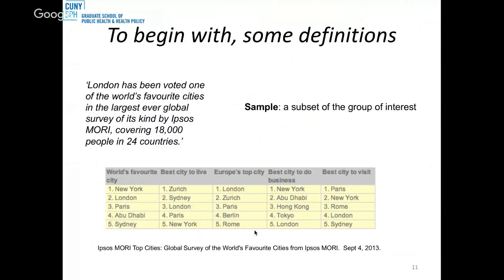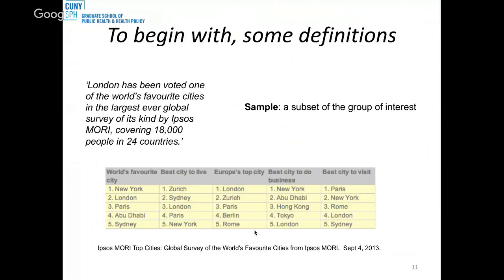But in general, we can't study all of them. What we can actually study is a sample, that is some subset of that population. So in this example here, London has been voted one of the world's favorite cities, but let's see, New York was, I think, one of the best places to do business.